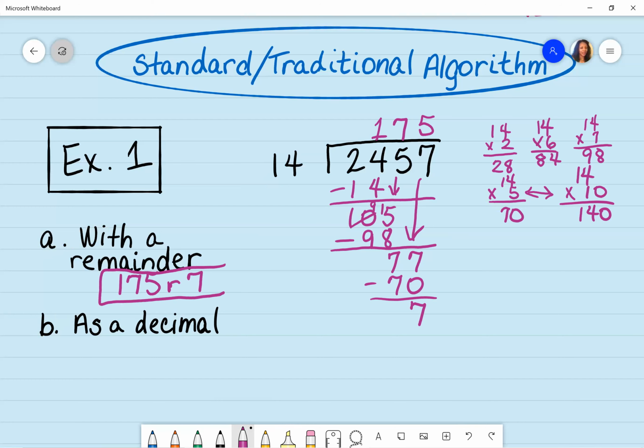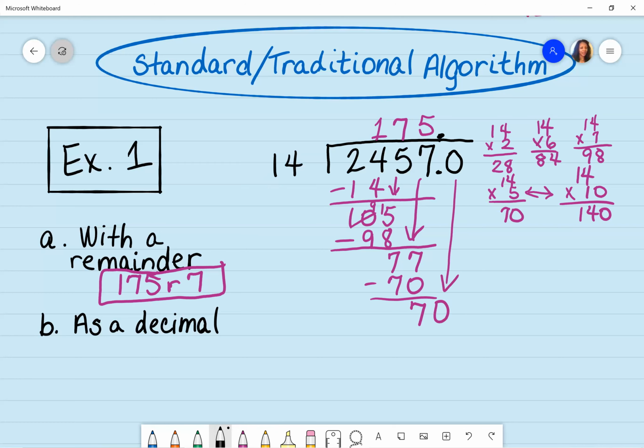All right, so like I said, the second part of the instructions asks for a decimal answer. So can you help me out with that? Okay, so you would have to put a point zero after the dividend, aka 2,457. So that would be a point zero. You will have to bring the zero down, but not the point. The point goes up into your answer. So right here. Yes?